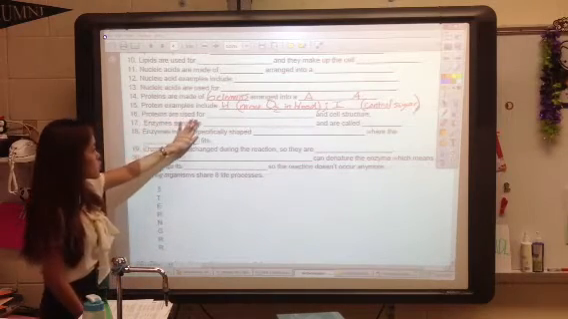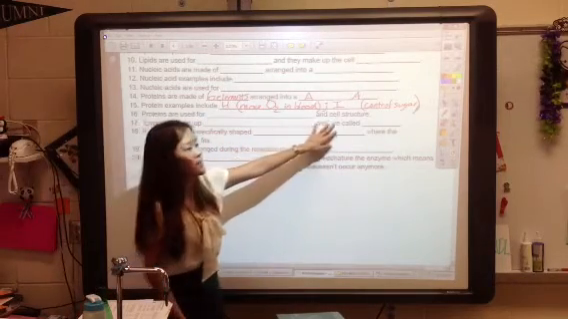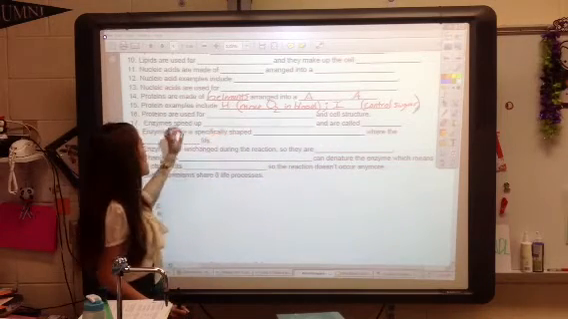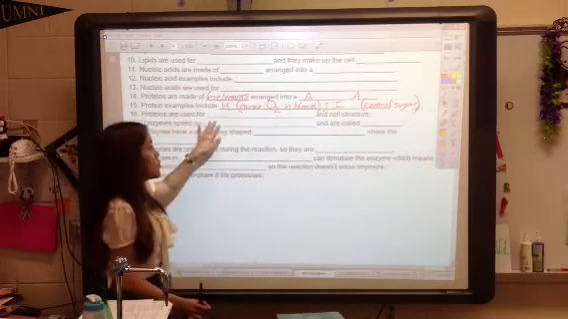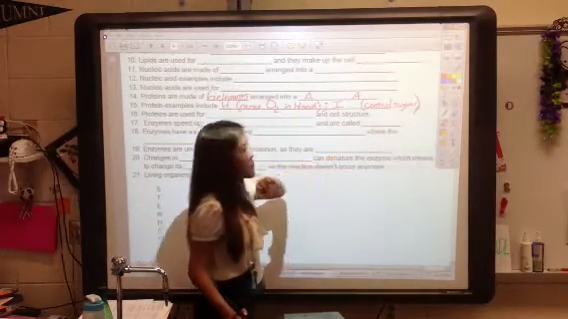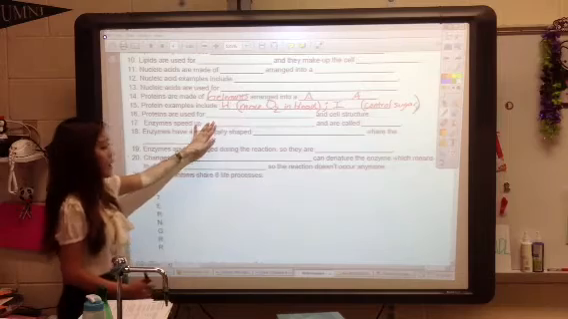16 proteins are used for blank and cell structure. Again, there was, I think, about 6 or 7 different functions we've talked about. Pick out one of those. Pick out something different from the 2 that I've just mentioned, okay? Go back into your notes and find that.